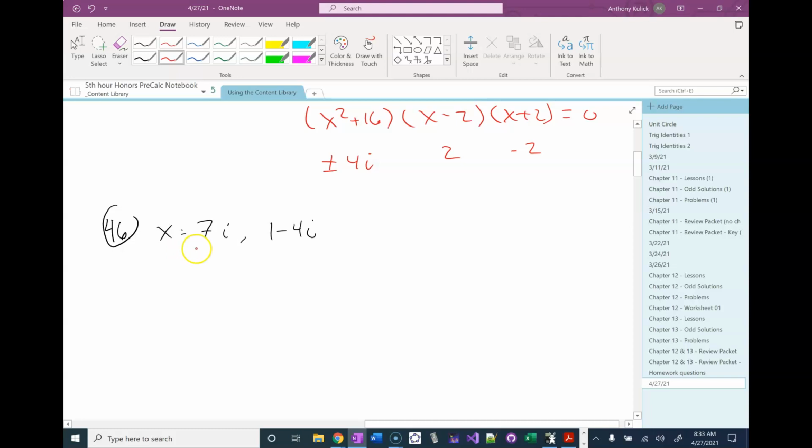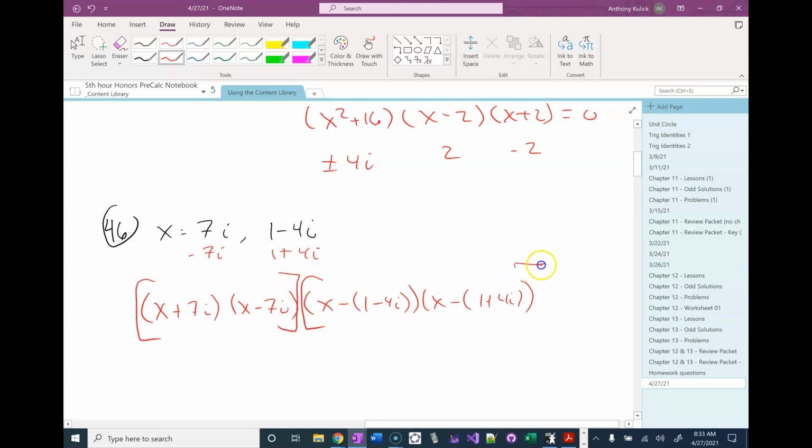So again, we're going to need both their conjugates. The conjugate of 7i is negative 7i, and the conjugate of 1 minus 4i is 1 plus 4i. You knew what I meant. So I have x plus 7i times x minus 7i. Then x minus 1 minus 4i times x minus 1 plus 4i. And I'm going to multiply the conjugate pieces together. So x plus 7i and x minus 7i is just a difference of two squares.